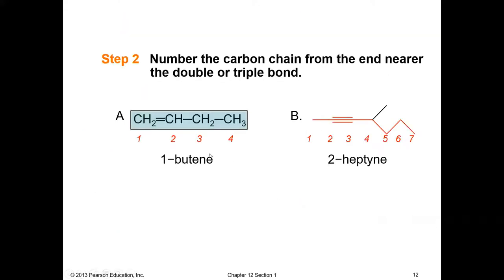So when we start numbering 1, 2, 3, 4, this now becomes a 1-butene, okay? Because the bond is between carbon 1 and 2. This one, 1, 2, 3, 4, because the bond is between 2, 3, this becomes a 2-heptine. So we're just noting where the bond is. So we're gonna put a 1 and then a dash and then the name. So that means the bond, hence the ending here, is occurring at position 1, or in this case, with heptine, it's at position 2.